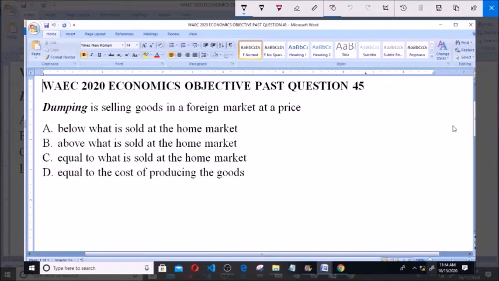Hello and welcome. I will be answering WAEC 2020 Economics Objective Past Question 45. Dumping is selling goods in a foreign market at a price A, below what is sold at the home market, B, above what is sold at the home market, C, equal to what is sold at the home market, D, equal to the cost of producing goods.